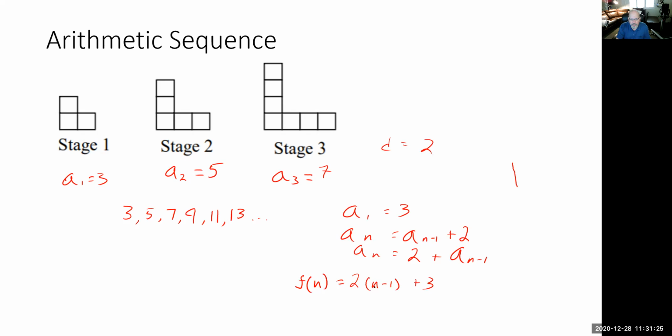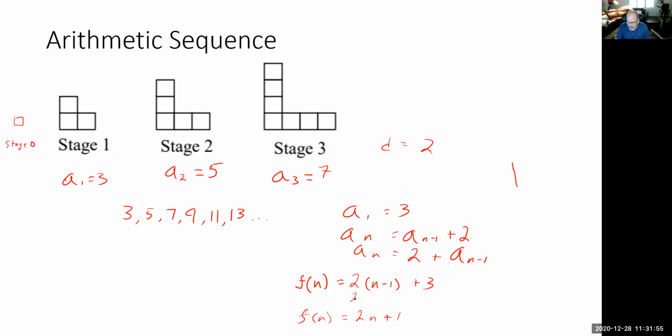This is because we use the first stage that has 3 in it. If we went to find a stage 0, we'd have to take 2 off of that. We'd find that it has just 1 in it. So we could write 2n plus 1. We could do that. F of n equals 2 times n plus 1. These are the same thing.